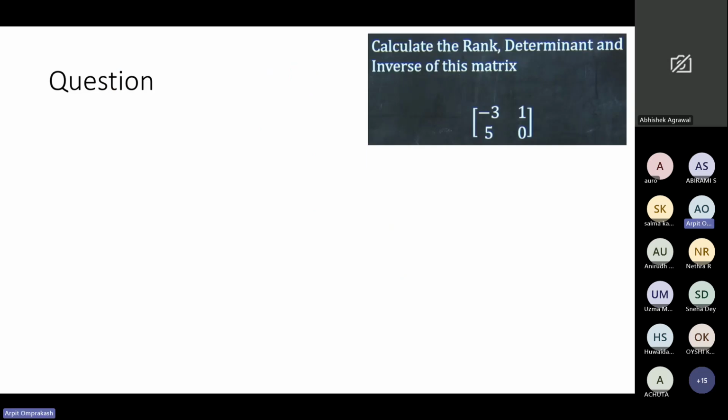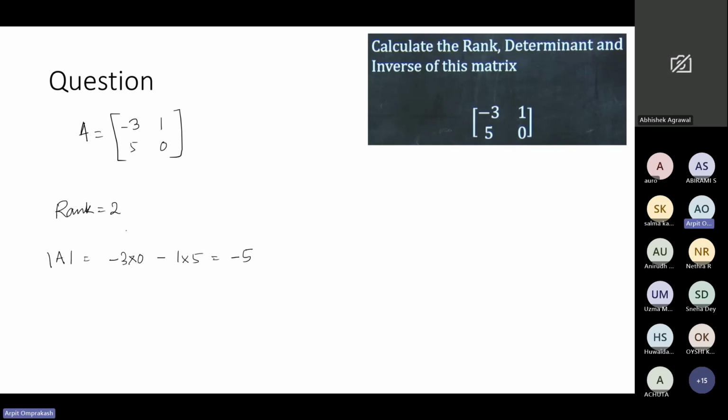In this lecture, we were given the question: calculate the rank, determinant, and inverse of this matrix. So basically, we have the matrix −3, 1, and 5, 0. We can check that we cannot generate one row from another by any scalar multiplication, or one column from another by any scalar multiplication. So the number of linearly independent rows and columns that it has is 2. So basically, the rank is 2. It is a full rank matrix.